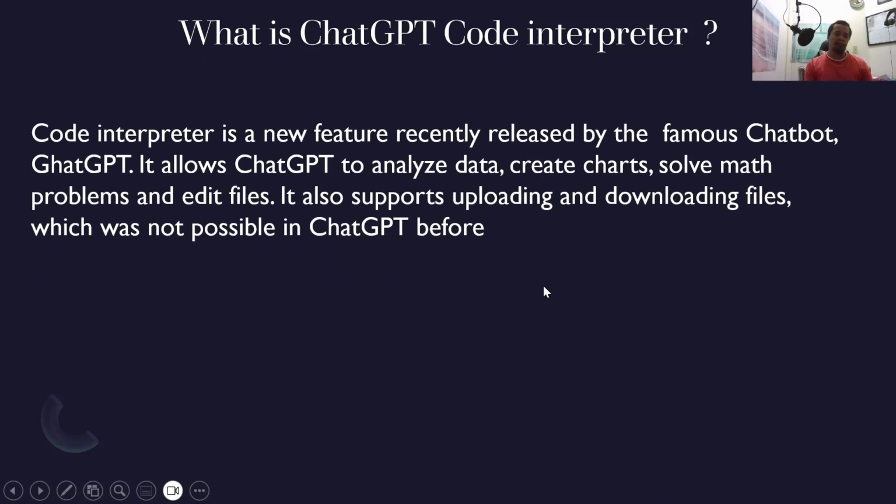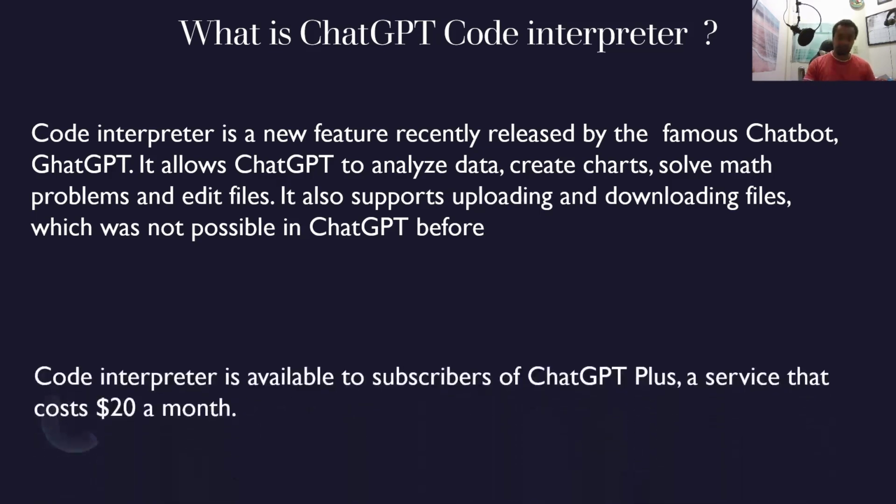Code Interpreter is a new feature that has been recently released by the famous chatbot ChatGPT. It allows ChatGPT to analyze data, create charts, and also solve mathematical problems and edit files. It also supports uploading and downloading files, which is not possible in the free version of ChatGPT.